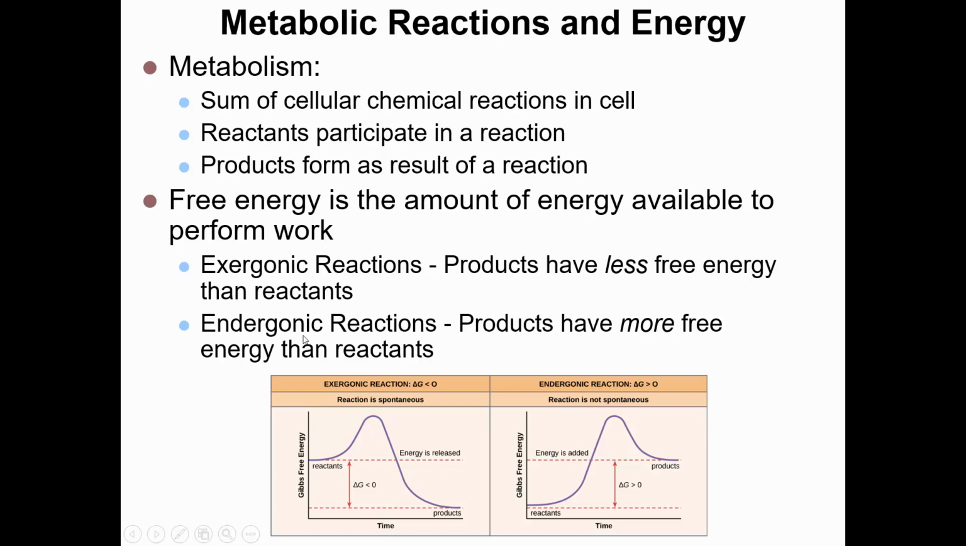On the other hand, in an endergonic reaction, what we notice is this, that the reactants have a relatively low level of Gibbs free energy. And so we have to add energy to this reaction. And so the products have a much higher level of energy than did the reactants. And hence, this is an endergonic reaction. This is a reaction that requires energy.